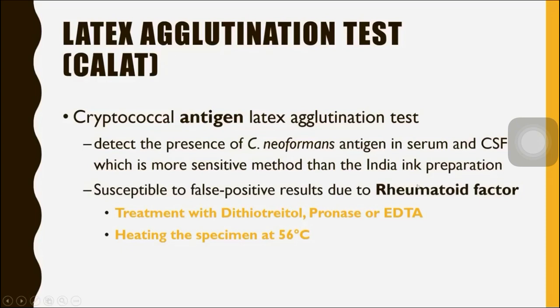So how will you inactivate the false positive results due to rheumatoid factor? You can either treat the specimen, CSF or serum, with dithiothreitol, pronase, or EDTA, or you can heat the specimen at 56 degrees Celsius. So remember the resolution to eliminate interference with rheumatoid factor: treat the specimen with dithiothreitol, pronase, or EDTA.